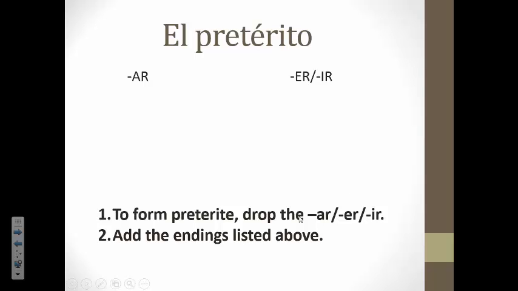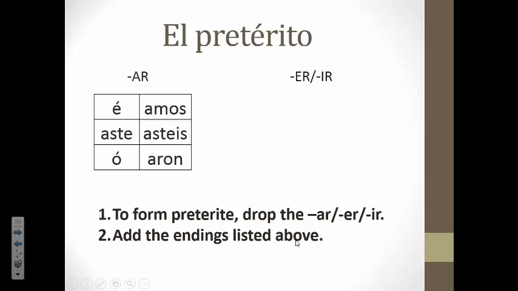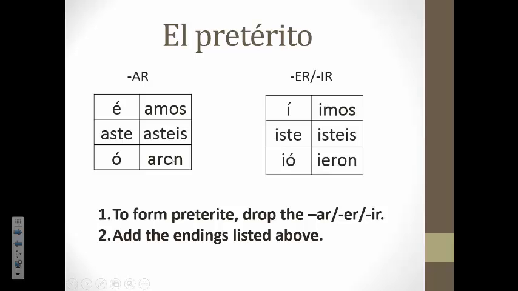Step 1, you've got to drop the ending. So drop the -AR, -ER, or -IR. Next, you're going to add the endings. If you have an AR verb, your AR preterite endings are -é, -aste, -ó, -amos, -astes, -aron. If you have an ER or an IR verb, your endings are -í, -iste, -ió, -imos, -istes, -ieron.